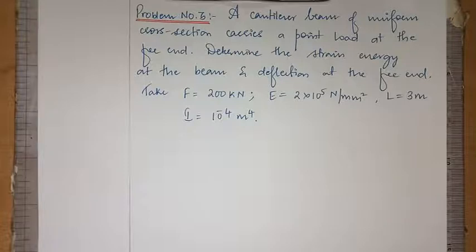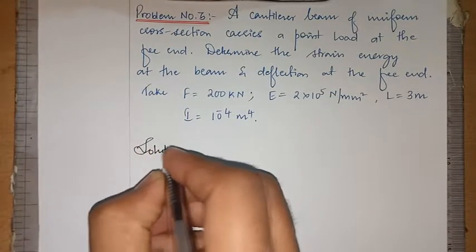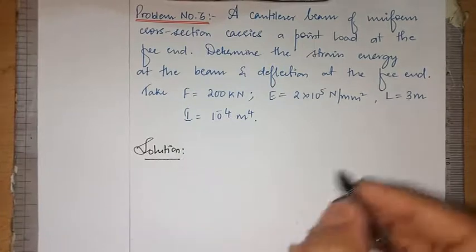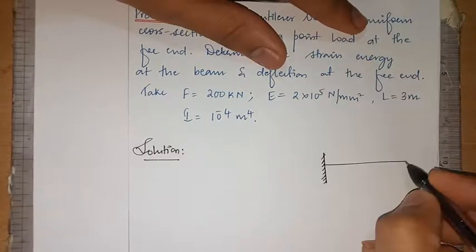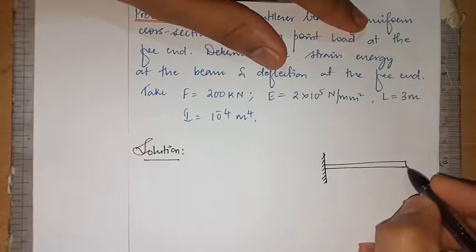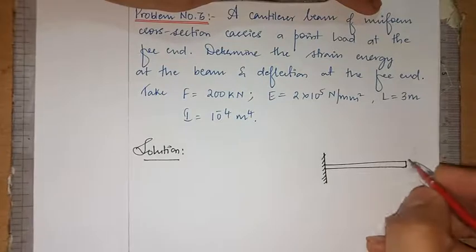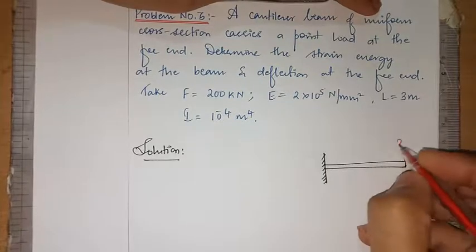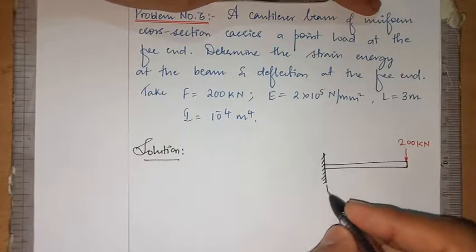So what is happening here? You are having a cantilever beam. It is subjected to a point load at the free end. The value of load is also given here. So let me start with the solution. Let me draw a rough diagram of that. Let us say this is the cantilever beam. It is subjected to a point load at the free end. The value of point load is 200 kilonewton. So here you are having 200 kilonewton. The total distance is 3 meters.